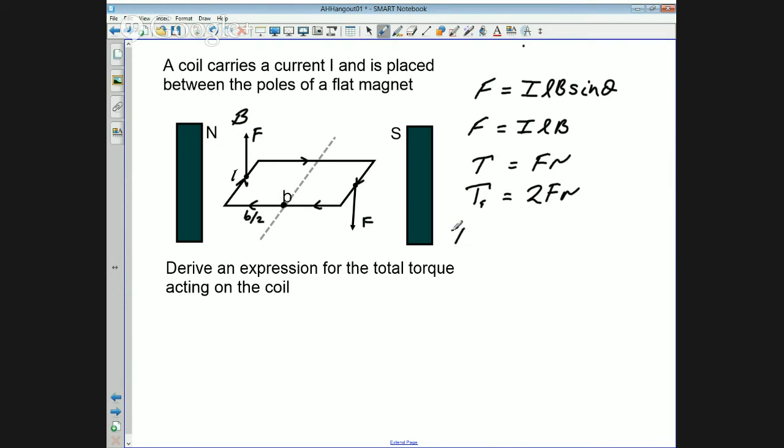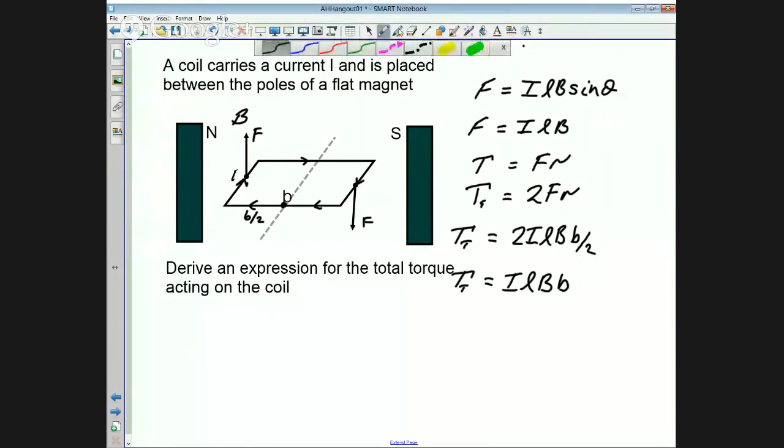So the total torque acting on that single coil is going to be 2 times the current I times the length of the conductor L times the magnetic field B times r, and r is going to be small b divided by 2. So if we can write that again, the total torque equals 2 times b divided by 2, which is just simply b. So we've got I L B times small b.